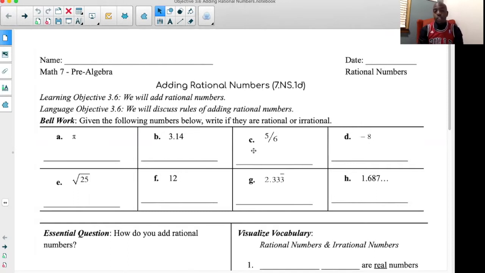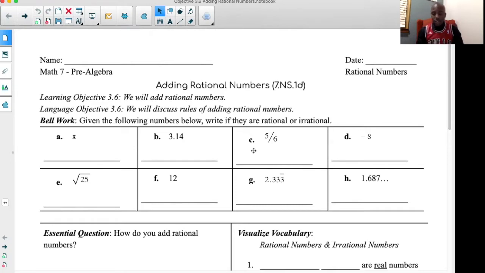All right, so we're going to dive right into this lesson. I'm hoping you have your calculator next to you because remember, the quickest way to test if something is rational or irrational is if you can turn it into a fraction. If you can turn it into a fraction, it's considered rational. All right, so let's dive in.